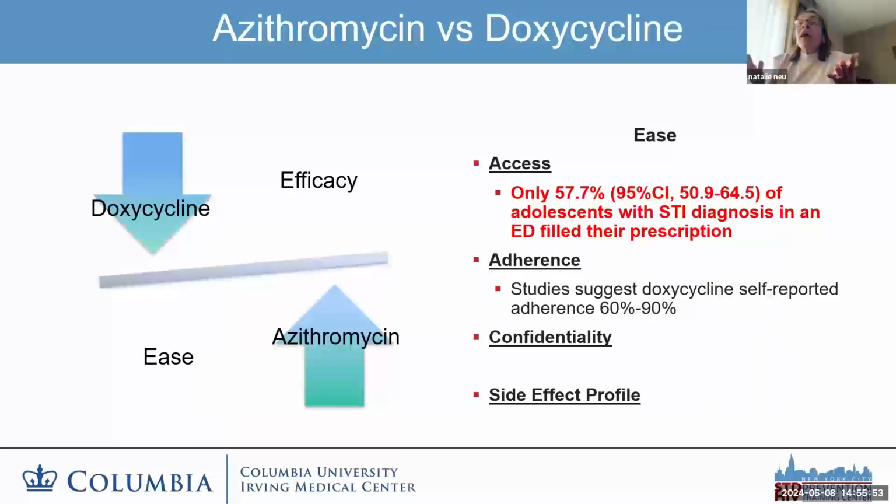So how do you pick? So you have to weigh different factors. Access, adherence, confidentiality, for example. We know in adolescents, there's a study that was done in the ED where the adolescent was prescribed medication and only 60% of them went to get it. So that is not that helpful. Adherence, though, studies show that youth can take doxycycline, 60 to 90% of them can. So it's ease versus efficacy. You have to weigh the options. Next slide.